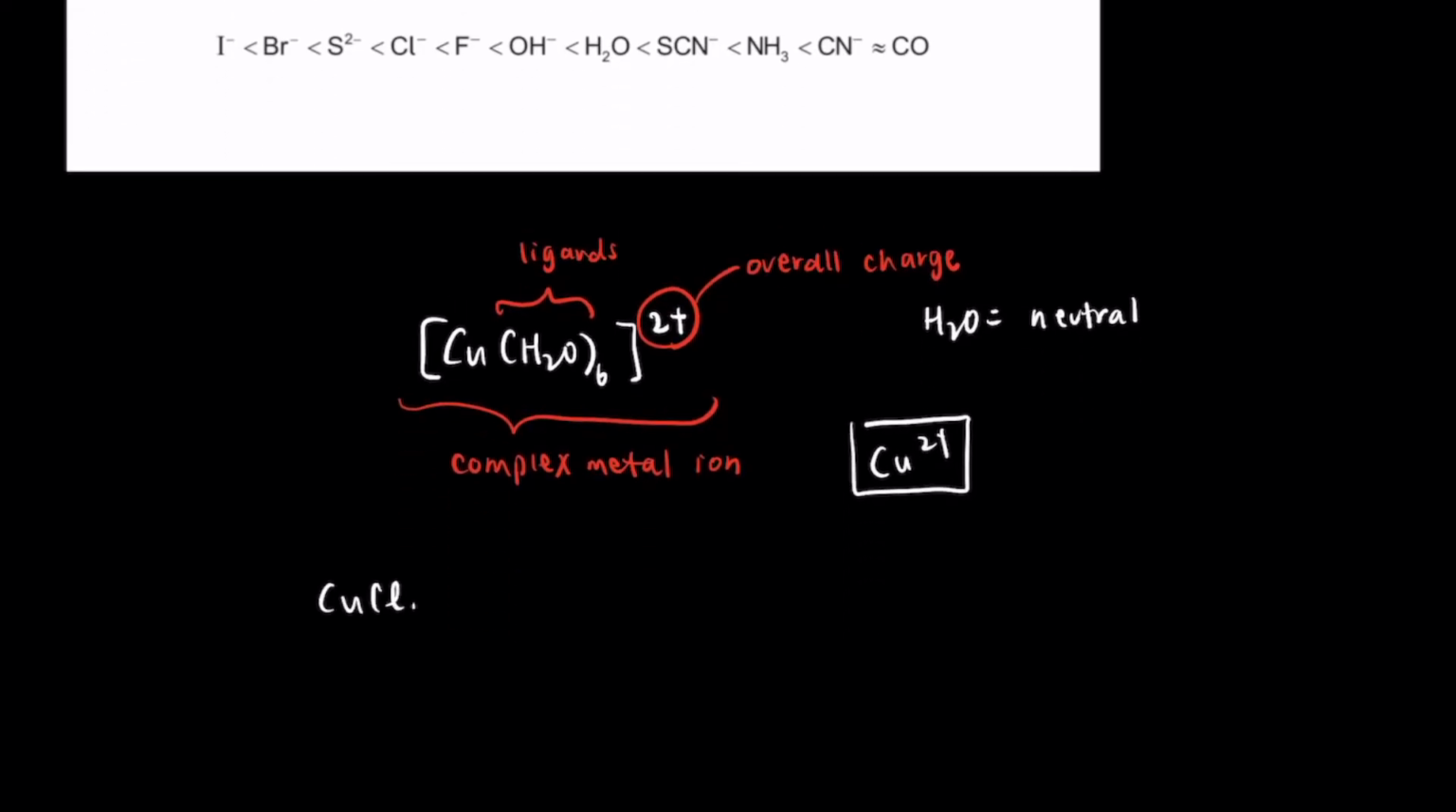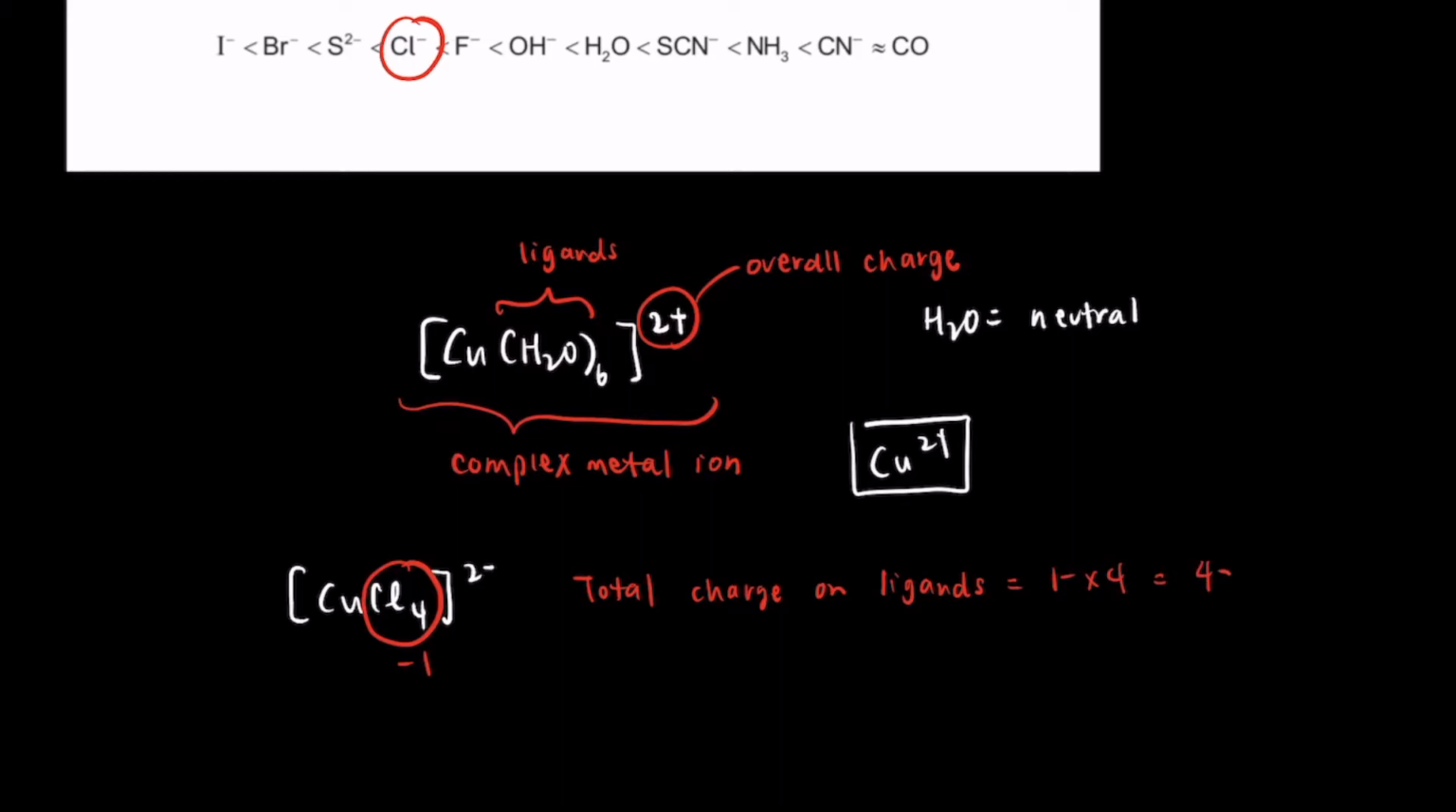Now let's look at the next example, where the chloride ion acts as a ligand. Referring to the spectrochemical series, the chloride ion ligand has a charge of -1. So the total charge of the ligands would be -1 times 4, which is -4. And to find the charge of the metal ion, we just take the overall charge of the entire complex ion minus the charge on the ligands, in this case giving us 2+.